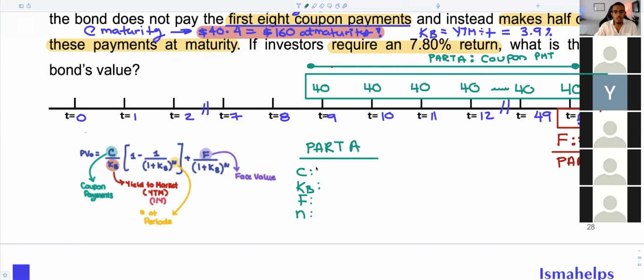So could somebody tell me what is our C for part A? It's easy. It's right up on the screen. Amazing. What is our KB?